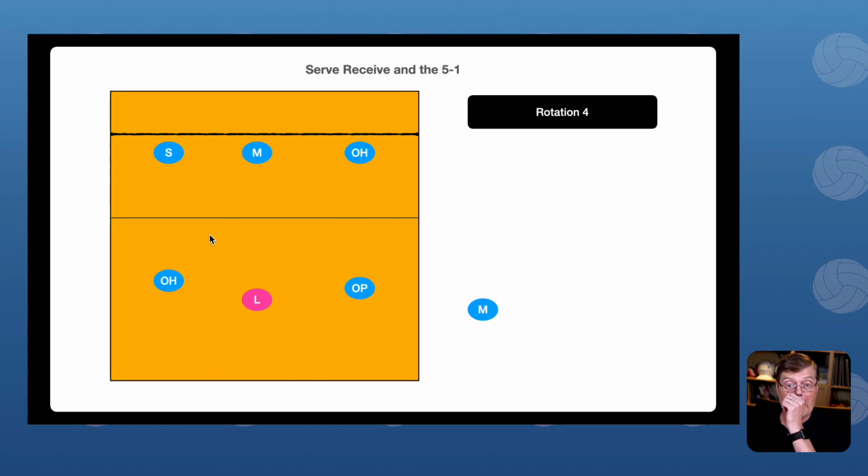Okay, so now we're moving on to rotation 4. Rotation 4, the setter's now in the front row. And we have a couple of different ways we could serve receive.